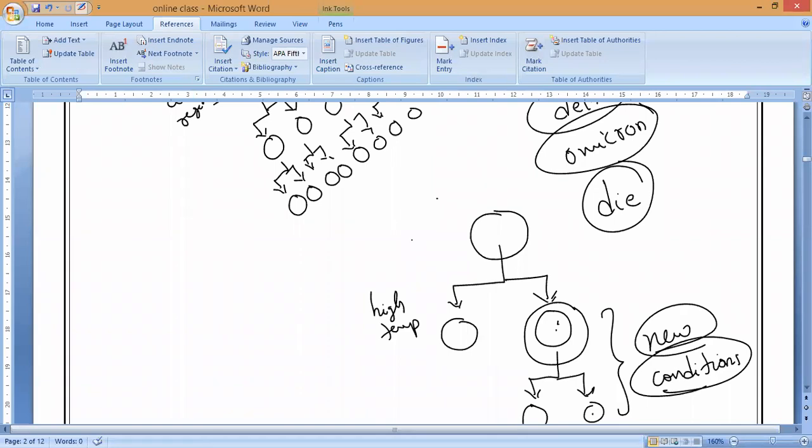So please write: The great advantage of variation to a species is that it increases the chance of its survival.